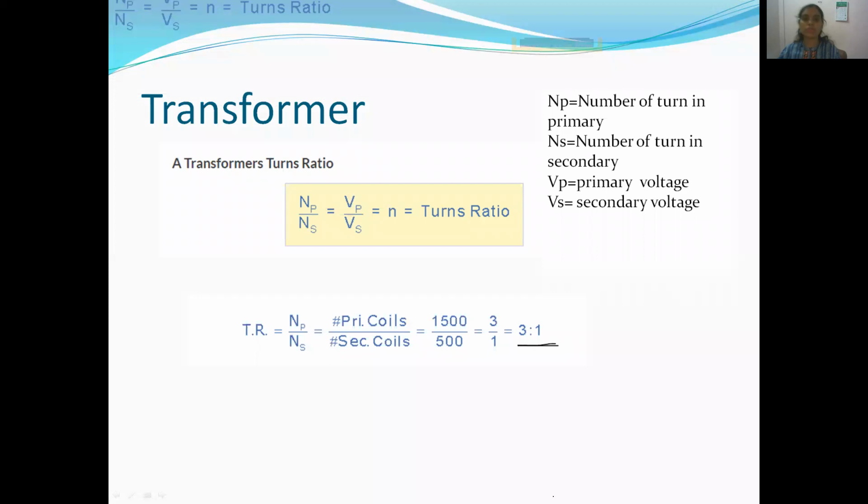So thank you, students. In the next lecture we will see the semiconductor devices and tube devices. These are active components. Okay. So in the next lecture we discuss active components.